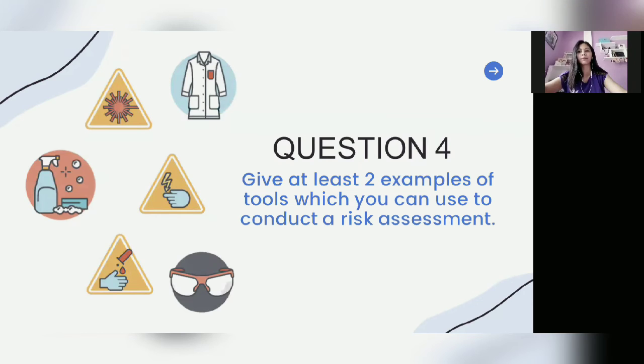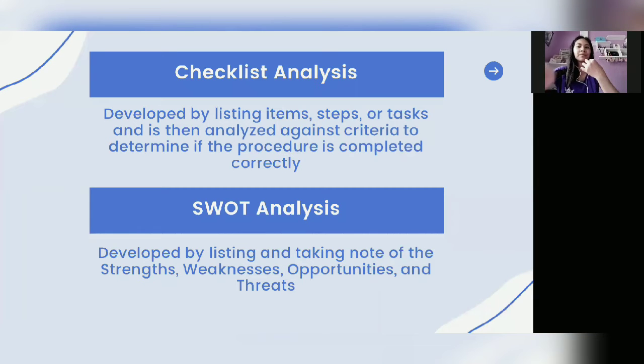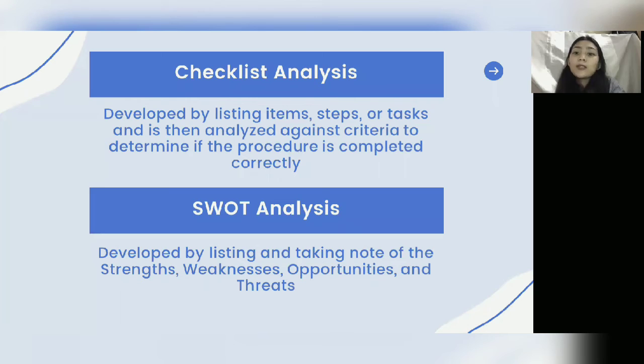Okay, so next. For the last question, give at least 2 examples of tools which you can use to conduct a risk assessment. Okay, so we have checklist analysis and the SWOT analysis. Now, what is the checklist analysis? It is developed by listing items, steps, or tasks, and is then analyzed against criteria to determine if the procedure is completed correctly. So the checklist of risk categories is used to come up with additional risks for the project.